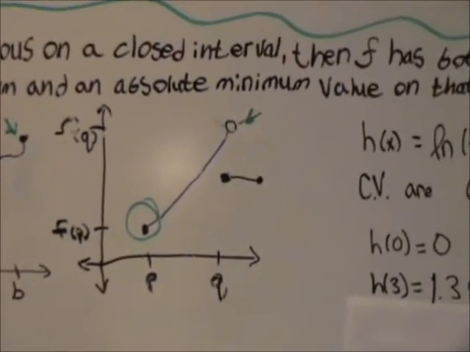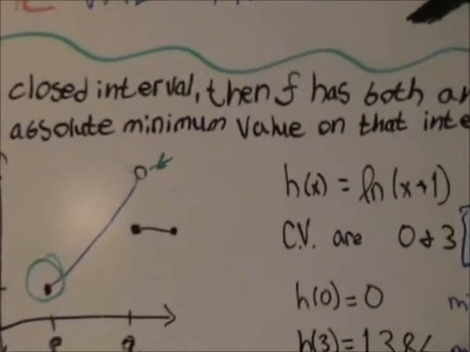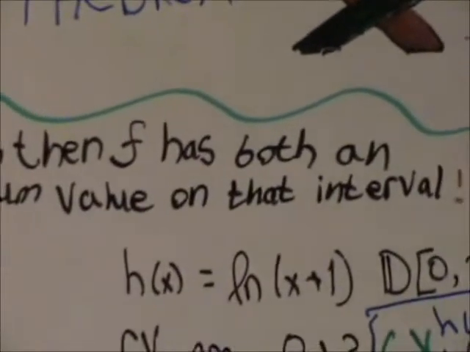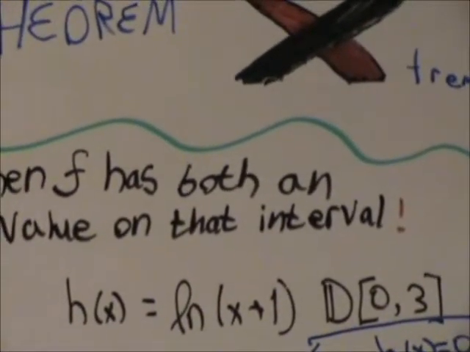Now, example 3, we have h of x equals the natural log of x plus 1 in the domain 0 to 3.